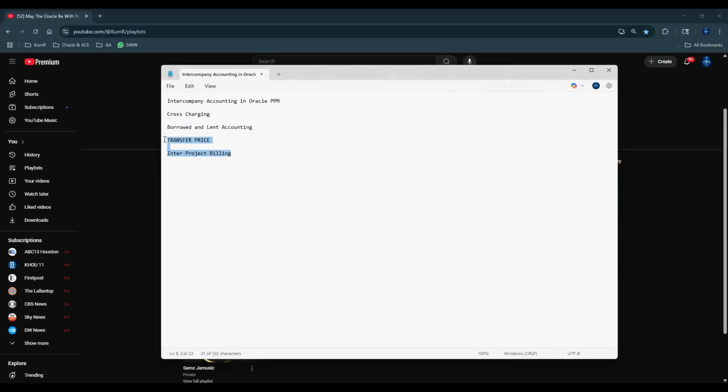For these kinds of setups, there are multiple setups which you will do. There is something known as provider and receiver. The provider is a project which is providing the services. The receiver is obviously the project which is receiving the services. Then we have to decide what type of tracking we are going to do, whether a borrowed and lent level of tracking only, or whether we want to create an actual intercompany invoice, that internal billing. And then based on that, like I showed you in the playlist, we have to create contracts, rules and pricing, etc. to support it. And then we have to set up the system to post the GL accounting entries accordingly.